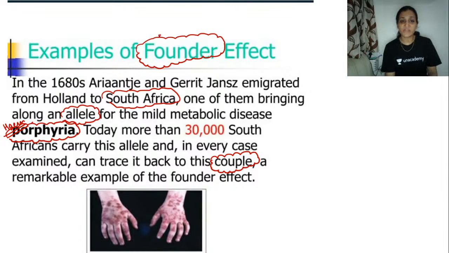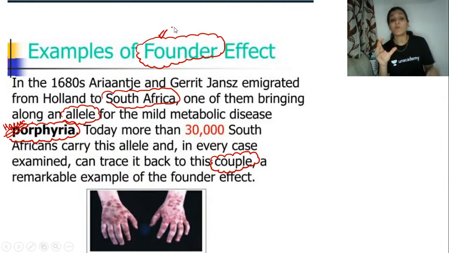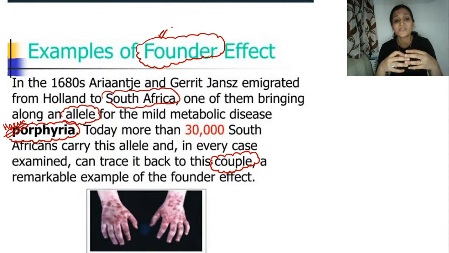So this is a very, very interesting example of founder effect, how a population of 30,000 dates back to just a single couple which came from Holland to Africa carrying this allele, and now this allele has become so profound in the South African people that they are suffering from porphyrias, that is a metabolic disease.